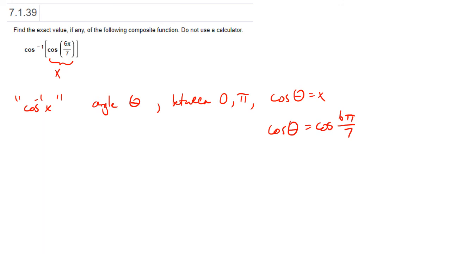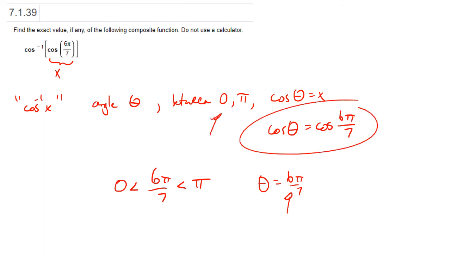So here's what the question is really asking. What's an angle in between 0 and pi whose cosine is the same as the cosine of 6 pi over 7? I'm looking for an angle whose cosine is the same as the cosine of 6 pi over 7, and specifically the angle must be between 0 and pi. Well, 6 pi over 7 is already in between 0 and pi. So if I just let theta equal 6 pi over 7, sure, there's an angle, it's in between 0 and pi, and its cosine is the same as the cosine of 6 pi over 7.